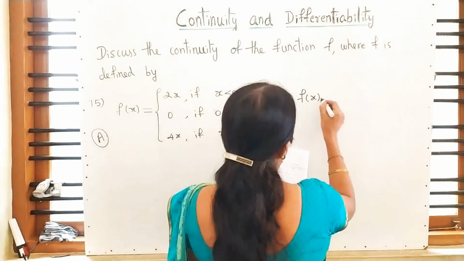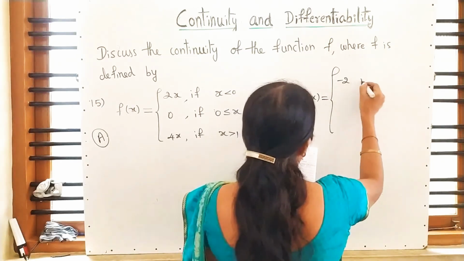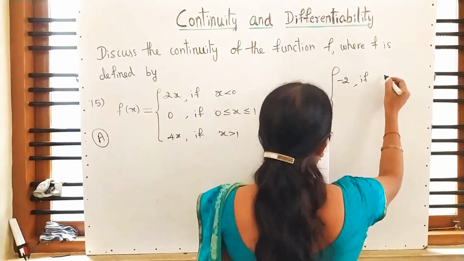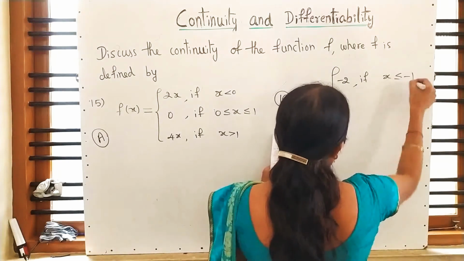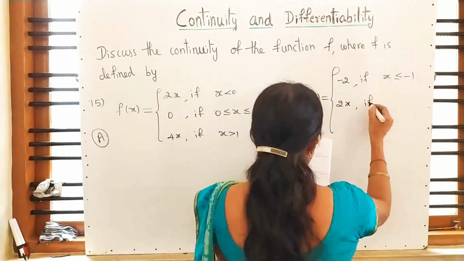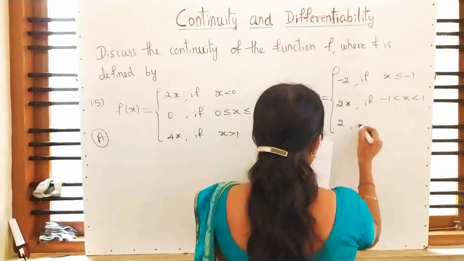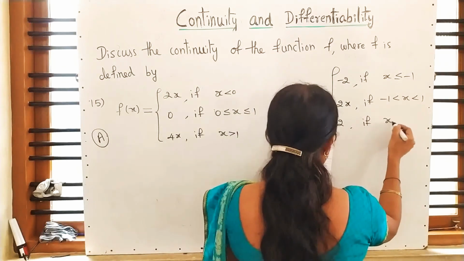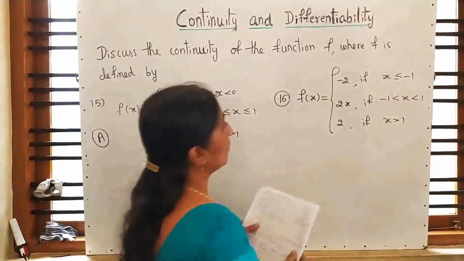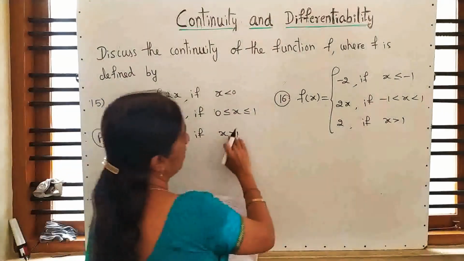f of x is equal to minus 2 if x is less than or equal to minus 1, 2x if x is lying between minus 1 and plus 1, and 2 if x is greater than 1. You have to check it at x is equal to 0 and x is equal to 1.